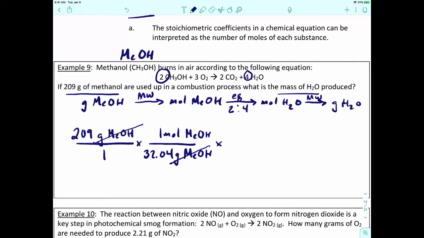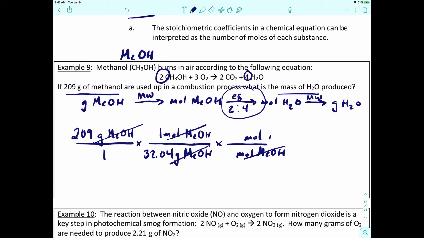Now, here's the part that trips a lot of people up. How do you go from moles of methanol to moles of water? So yes, I'm saying you're going to use the chemical equation to do this. We're going to do it just like the last step. We're going to make another fraction. We want to put moles of methanol on the bottom, so that it cancels out with moles of methanol on the top of the previous fraction.